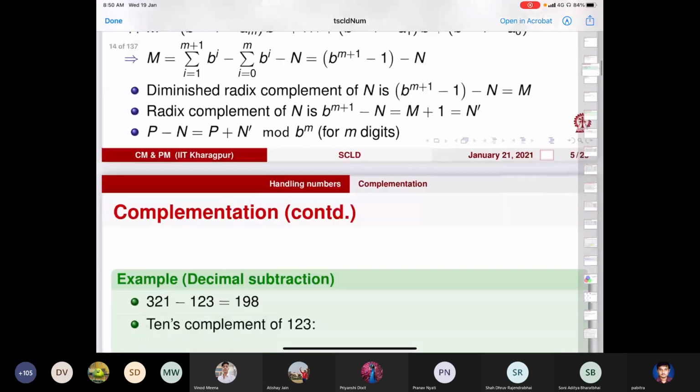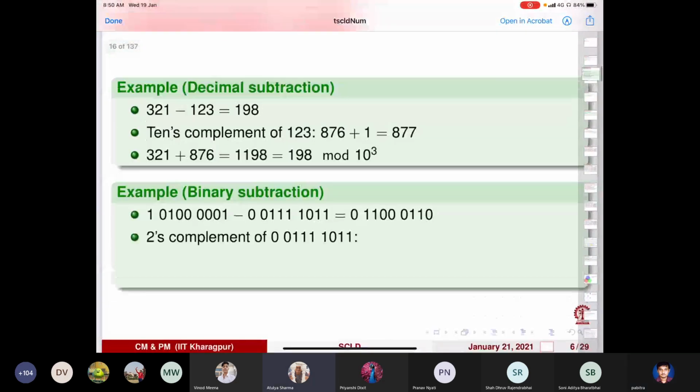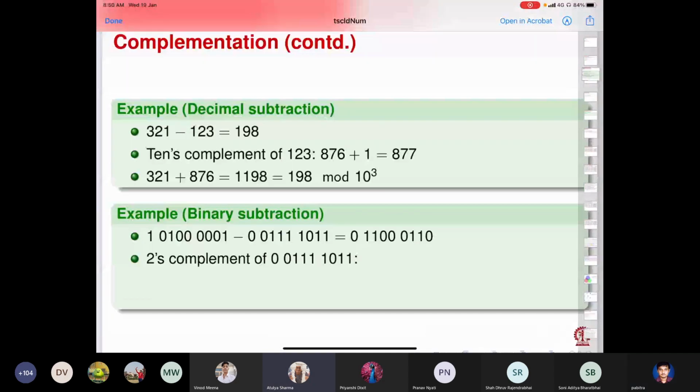Sir, does this similarly happen for other bases also? For example, 9's complement of a decimal would be a diminished one. Yes, 9's complement would be a diminished radix complement, whereas 10's complement would be the actual radix complement. That's the natural definition. Suppose I take the number 3. The 10's complement would be 7, whereas the 9's complement would be 6. You have to add 1 to get the other.